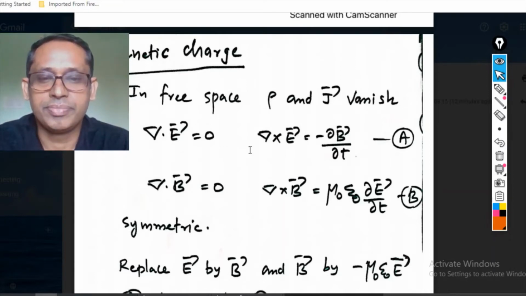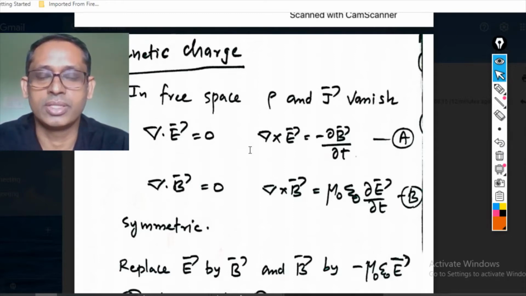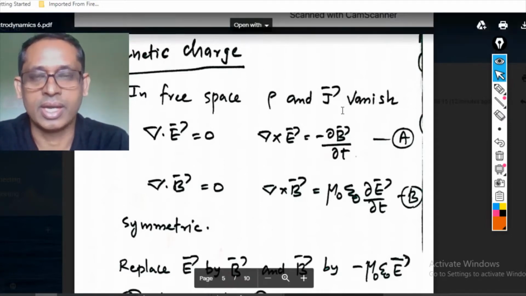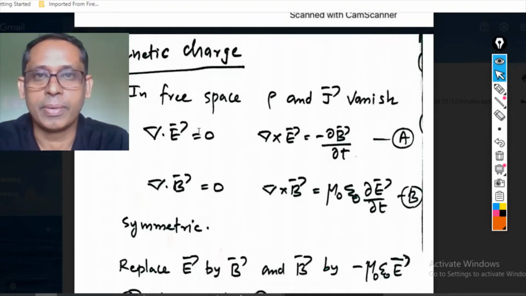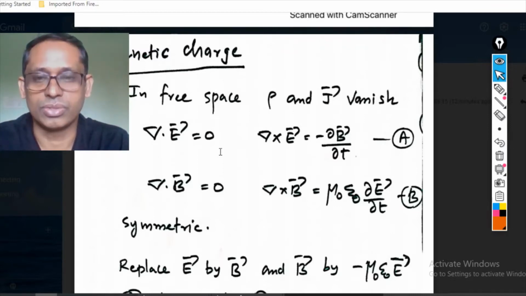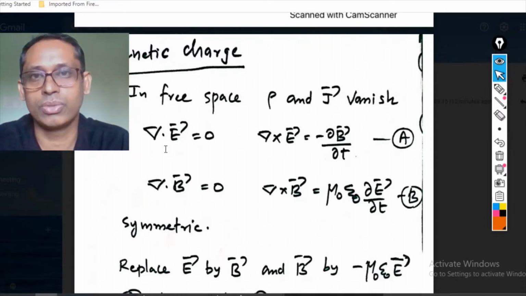In free space, if you consider Maxwell's equations where rho, the charge density, is 0 and the current density is 0, you are considering free space. There del dot E is equal to 0. This one is Gauss's law. Here the charge density is 0, so we have del dot E equal to 0. Originally del dot E is rho by epsilon 0, rho is 0, so del dot E is 0.